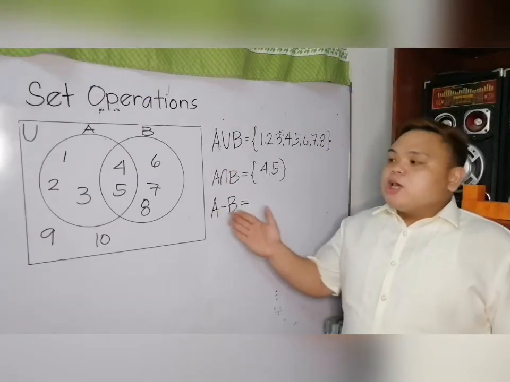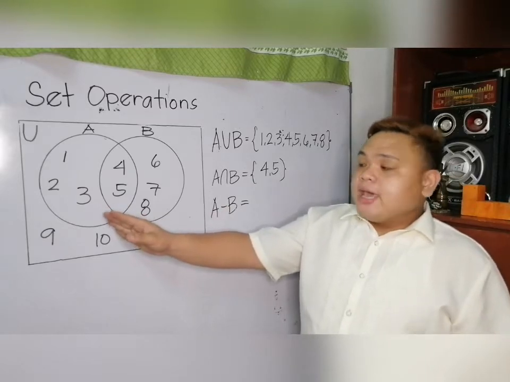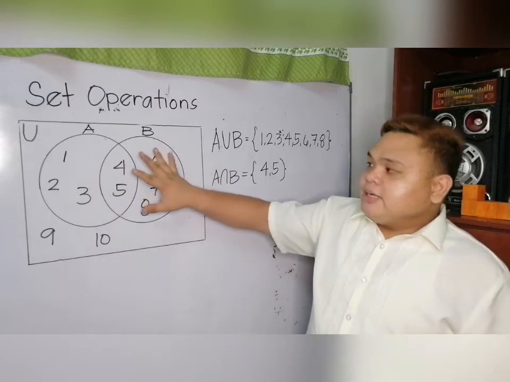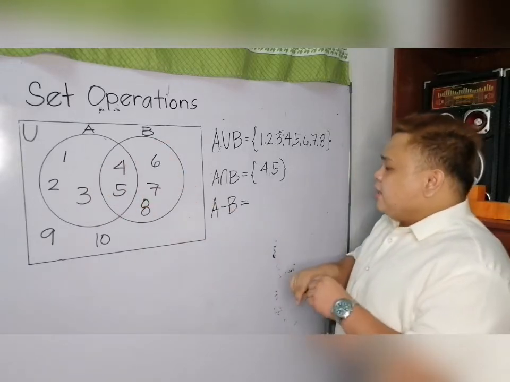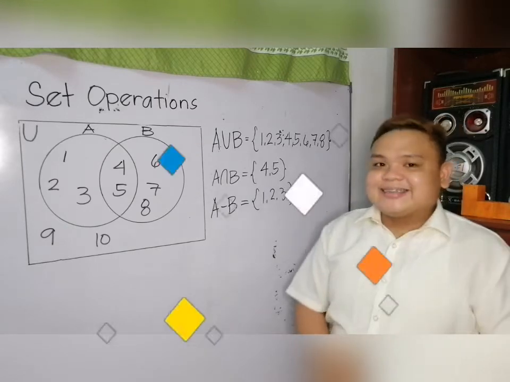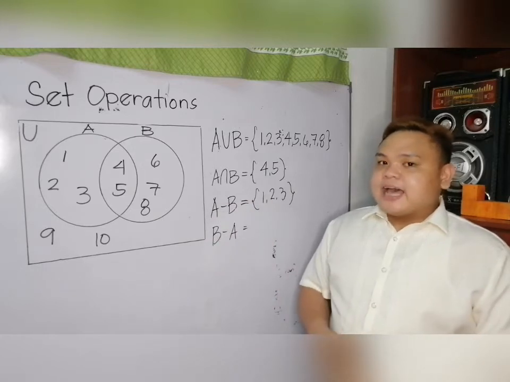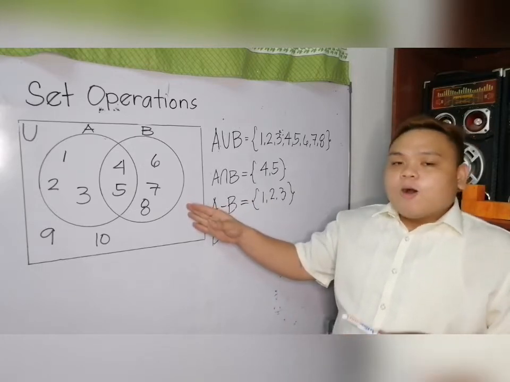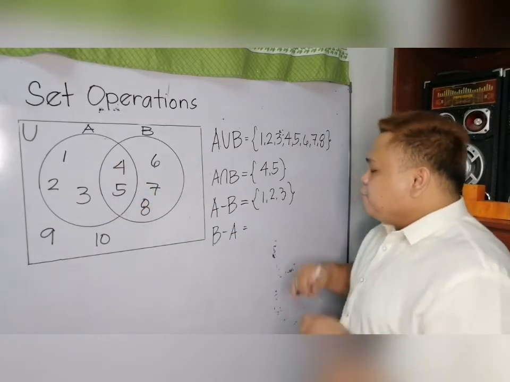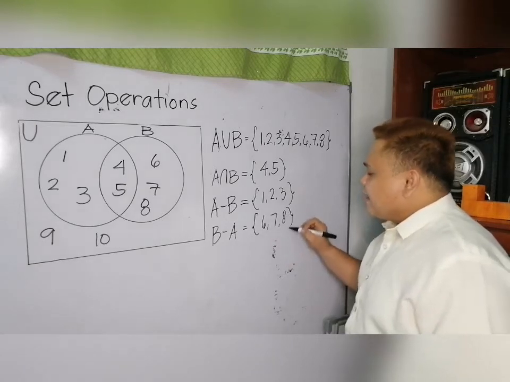A minus B. Using this Venn diagram, all we need to do is to look for set A, and then we're going to remove the elements of set B from A. Removing set B, the remaining elements will be 1, 2, and 3. B minus A. Using this Venn diagram, let us look at set B. All we need to do is to remove the elements of set A from B, and that will leave us with 6, 7, and 8.